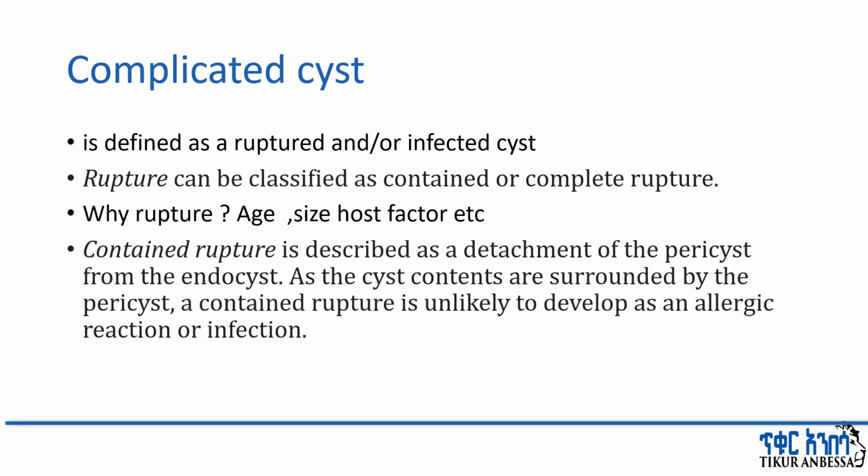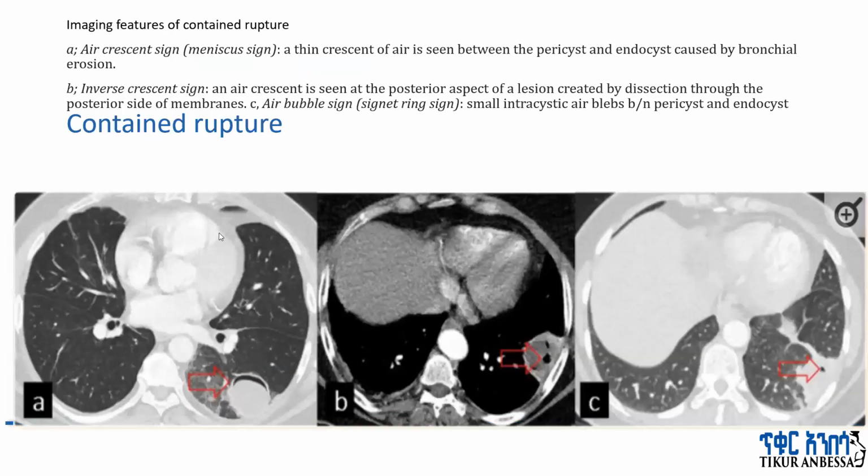So there is no allergy to contained rupture. The fluid didn't go to systemic circulation, so there is no allergic reaction. These are some of the contained ruptures. Here we can see a well-defined cyst with the so-called air crescent sign or meniscus sign.